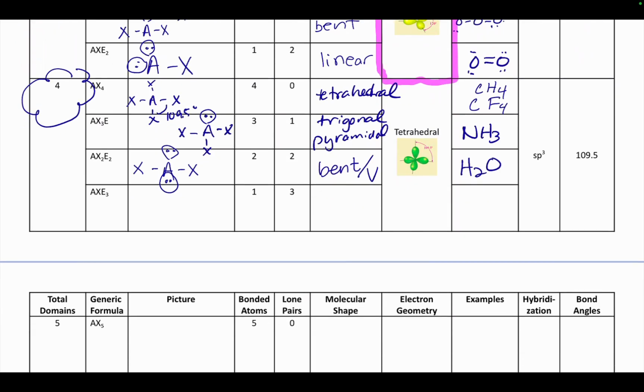And then lastly, we have another linear, so this angle is not 109, where we would have 1 bond and 3 lone pairs. And this would be linear. An example of this could be HF. F would be our central atom there, and then bonded to the hydrogen.